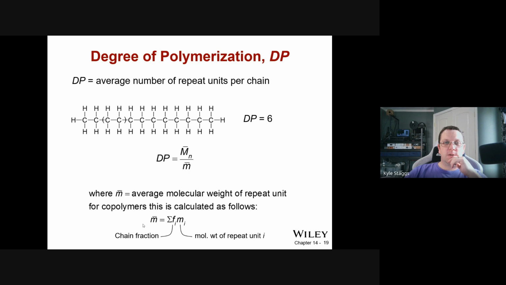So there's also, for the case of the copolymers, we introduced this variable called the chain fraction to specify how much, what percentage is this particular repeat unit, and that way we can keep track of all of the accounting for it.